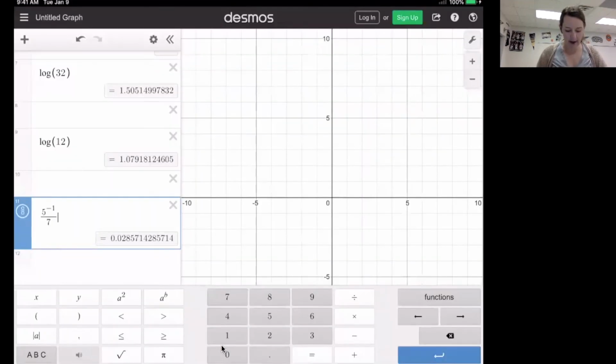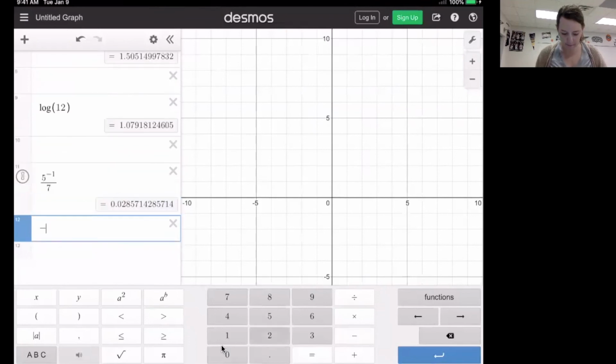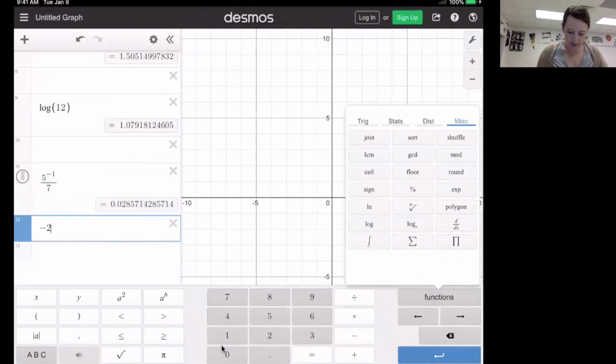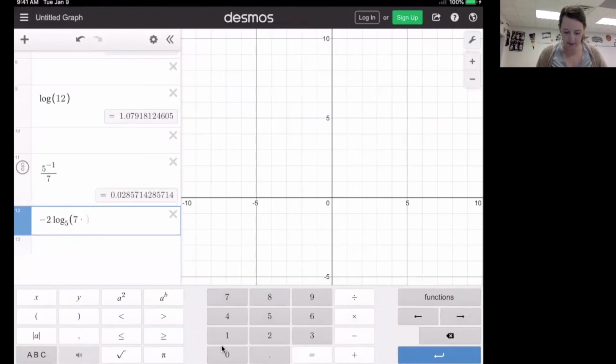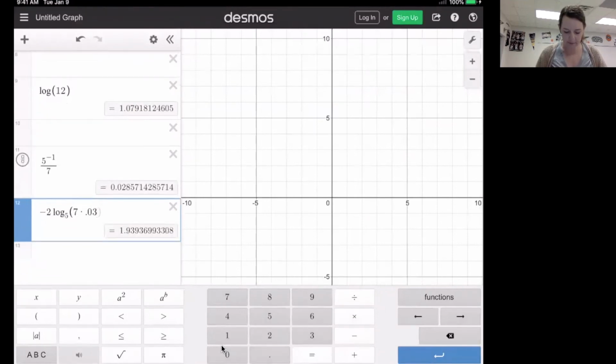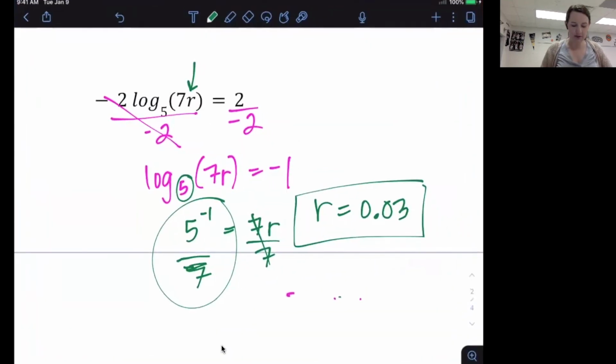Okay, when we plug that back in, I have negative 2 log base 5 of 7 times r. So 7 times 0.03. That gives me an answer of 1.94, which is extremely, extremely close to this 2. So that's just because of rounding issues.